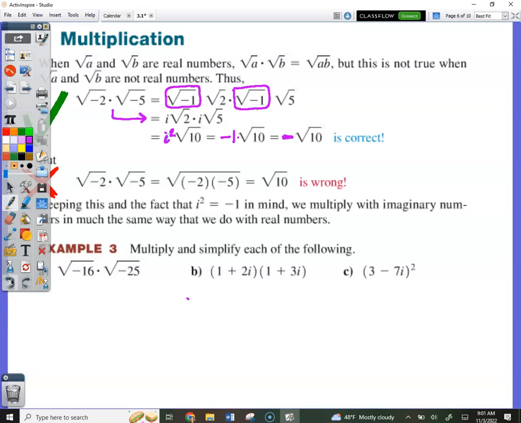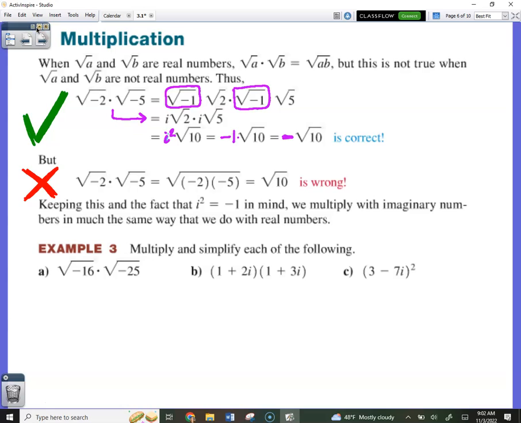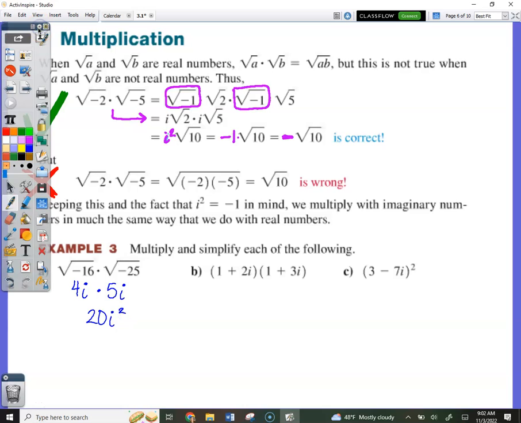Let's practice. Come down here. We have the square root of -16 times the square root of -25. Are these both perfect? So let's fix them. This would be 4i times 5i, and that's 20i squared.